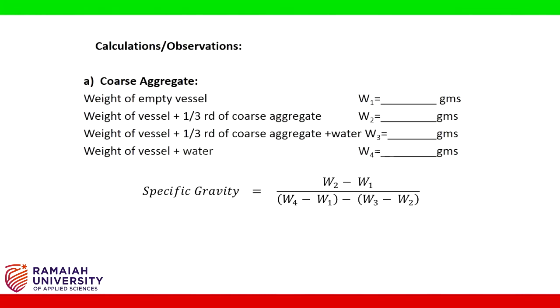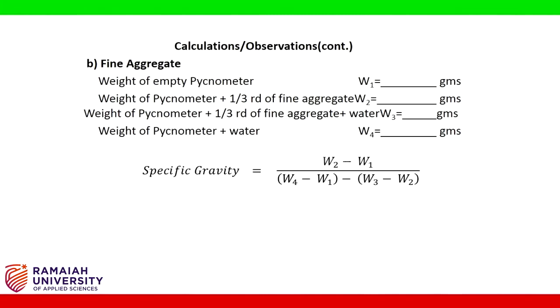Calculations and observations. Coarse aggregate. Weight of empty vessel W1 in grams. Weight of vessel plus 1/3 of coarse aggregate W2 in grams. Weight of vessel plus 1/3 of coarse aggregate plus water W3 in grams. Weight of vessel plus water W4 in grams. And specific gravity is calculated by the formula shown.